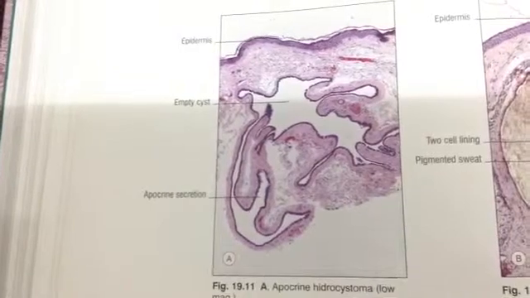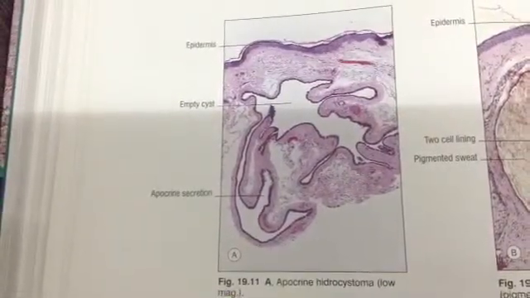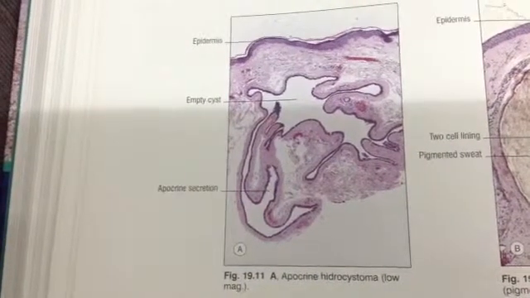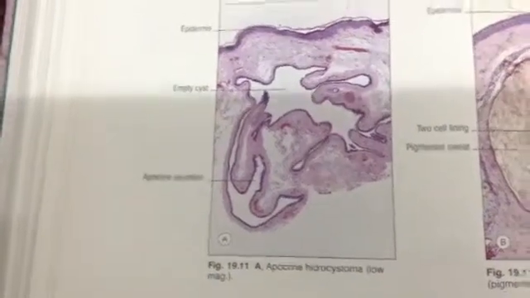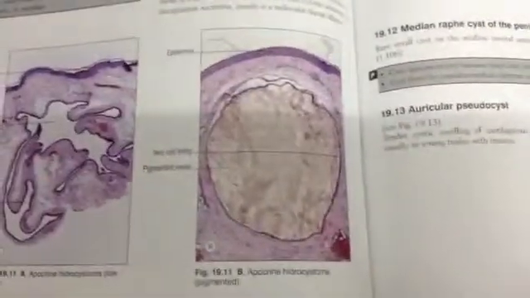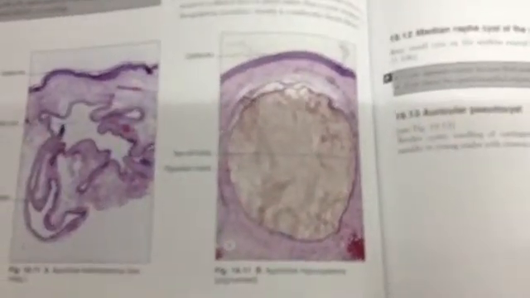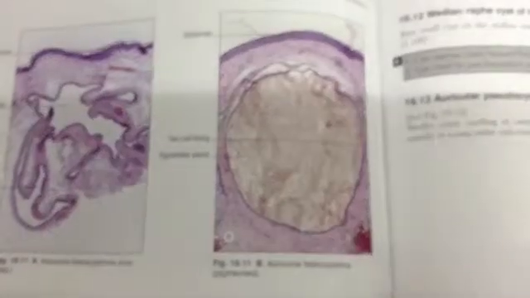We can see the empty cyst, and we can see two layers of the columnar or cuboidal cells. Here also, but here it's pigmented. So there is pigmented sweat inside.